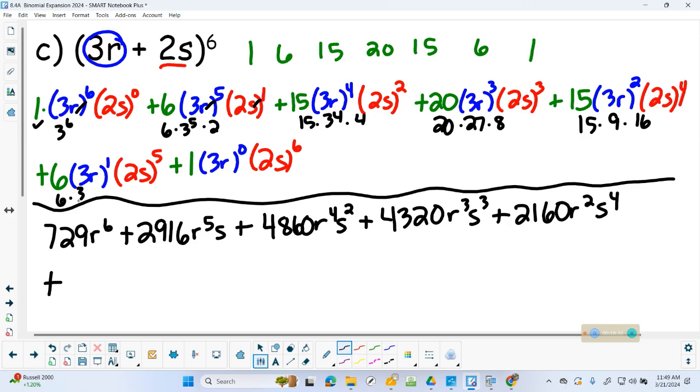6 times 3 to the 1st, 2 to the 5th. So really you're doing 18 times 32, 2 to the 5th, of course. That's going to give you 576. R to the 1st, S to the 5th. And then, of course, 1, 1. I just did 2 to the 6th in the calculator. Or hopefully maybe we know that one. Yeah. Whew, that was a big one.